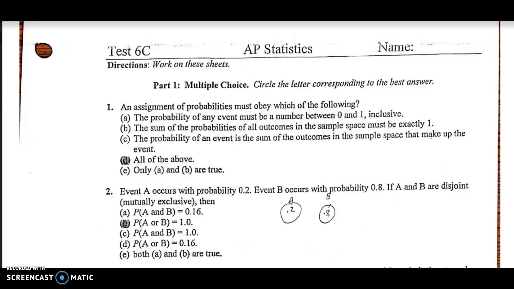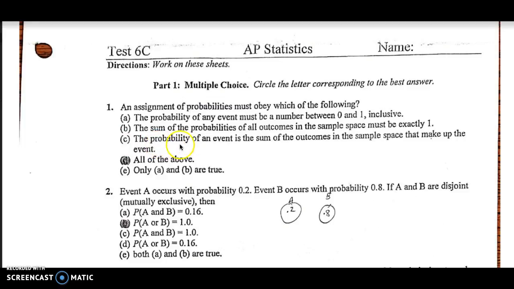Any individual probability has to be between 0 and 1, and if you add up all the probabilities in the entire sample space, you have to get exactly 1, because you can't have more than 100% of something happening. So A and B are definitely true.